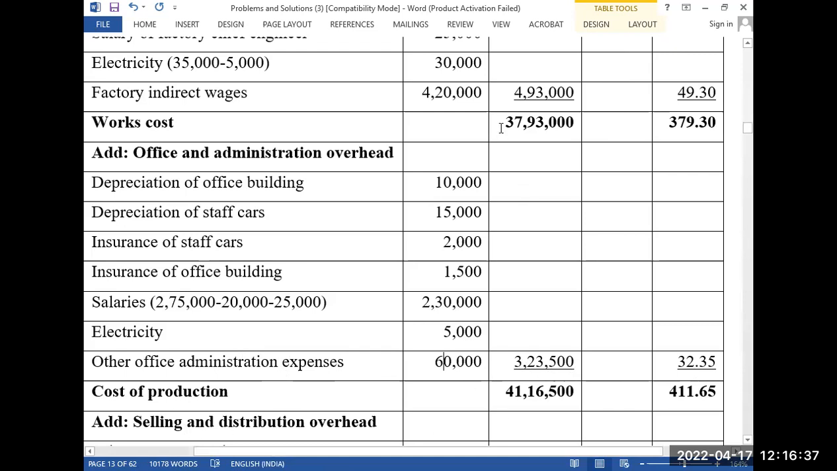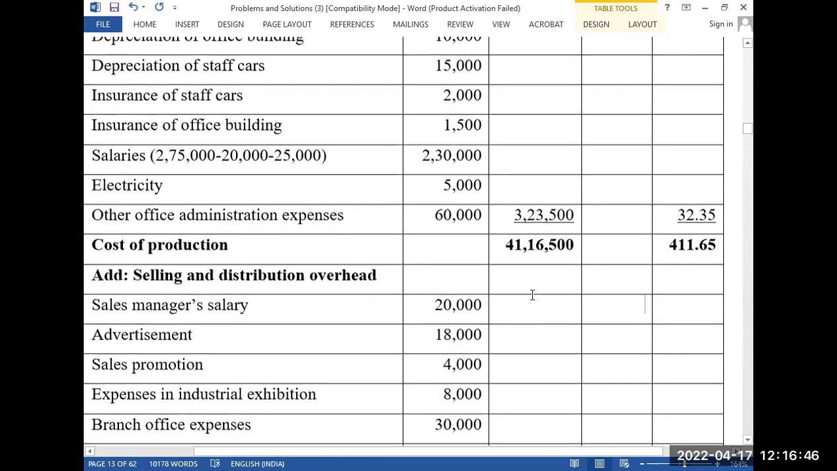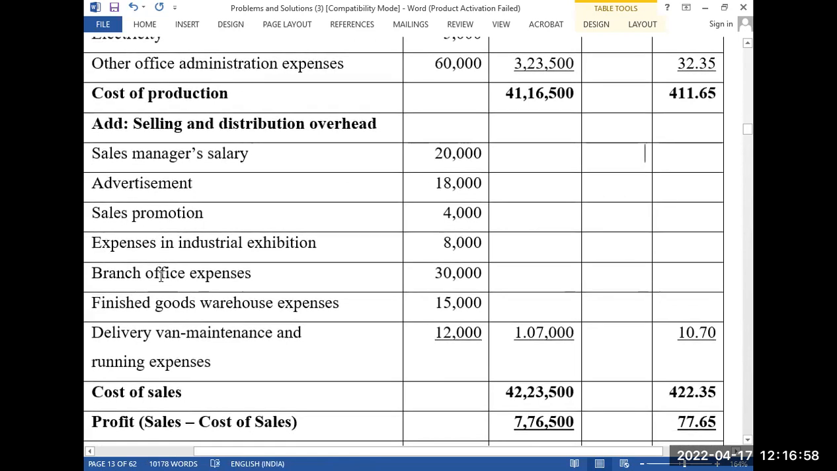So cost of production is going to be this works cost plus office overheads, equal to 41,16,500. As usual, we have to divide that by 10,000 to get the per unit cost of production. Next we have to add the selling and distribution overheads given in the question. Sales manager salary, advertisement, sales promotion expense, expenses in industrial exhibition. You will go for an exhibition to showcase your product. Branch office here is considered as a selling office. That's why it's coming here. It's purely depending upon the information.